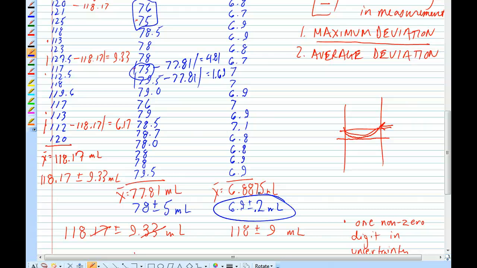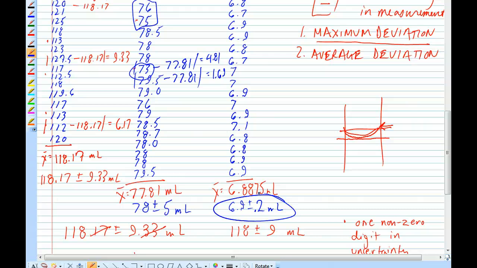Right, the smallest one. Now, in terms of accuracy, and we'll get to this later, we don't really know which one is most accurate in terms of which one reads true. For example, maybe they made the cylinder wrong and they shifted all the lines up 1 milliliter. We wouldn't know that. What we do know is that it's much more precise.